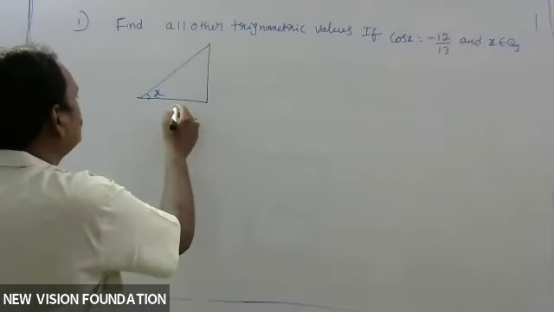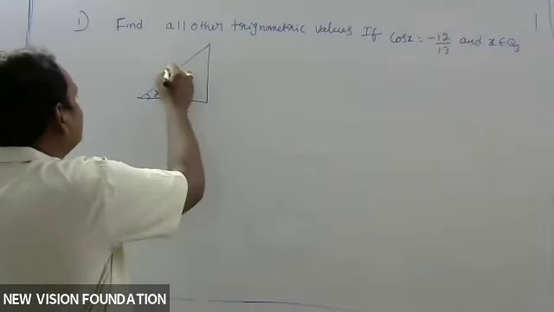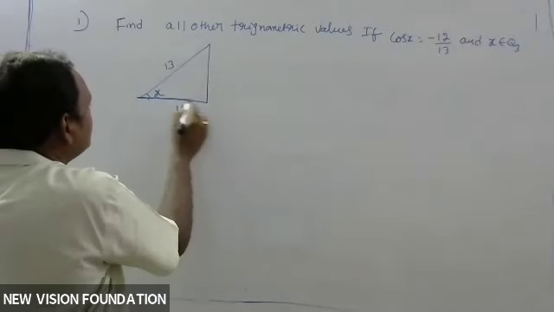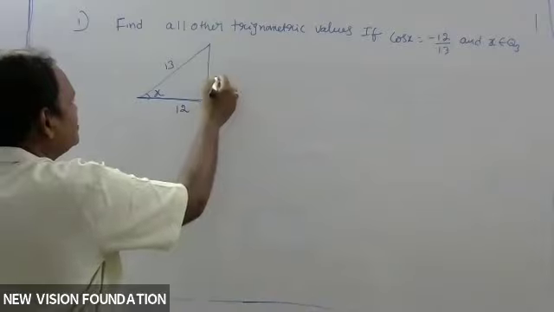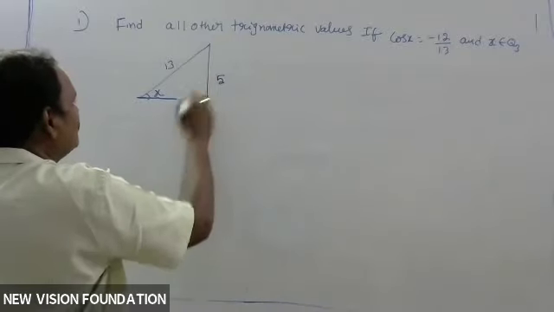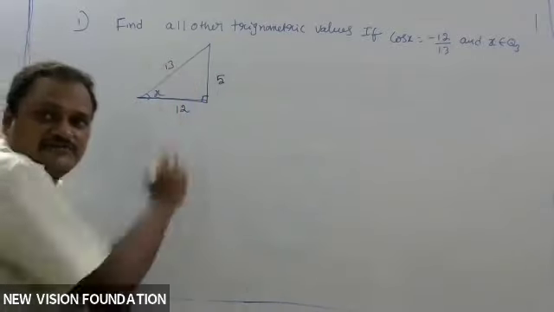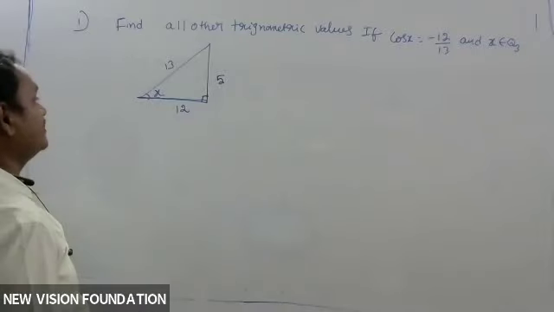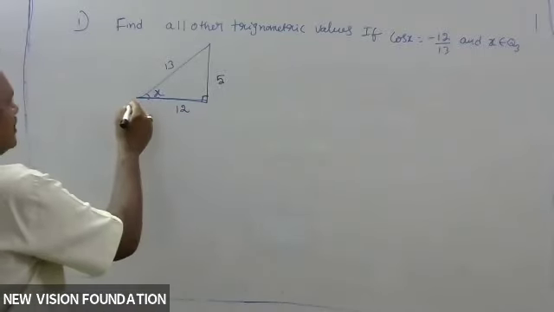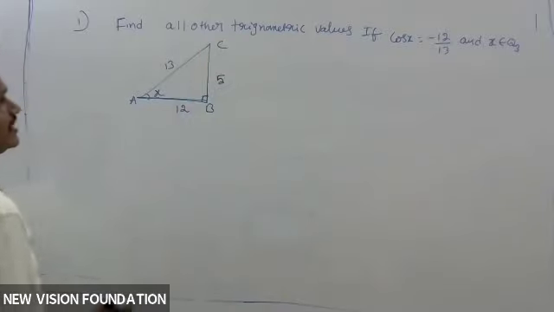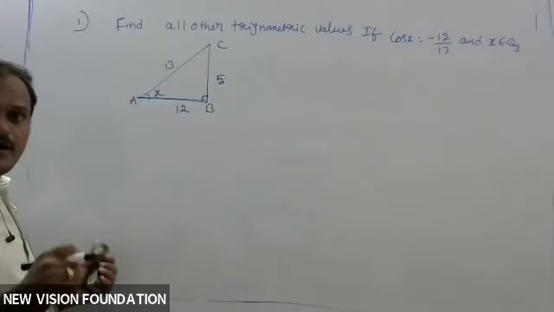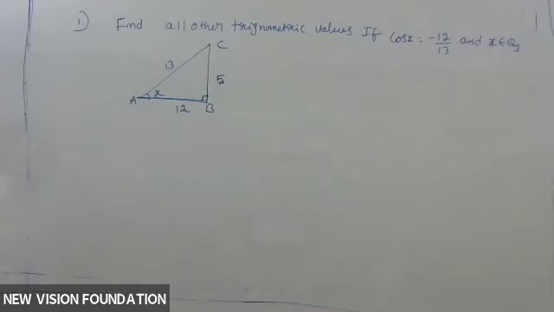Cos x is 12 by 13. Cos x is adjacent side by hypotenuse. And you know by Pythagoras theorem, the other side is 5, since 12 square plus 5 square gives 13 square. We take the triangle as A, B, C. Now we need to find all other trigonometric ratios when x belongs to quadrant 3.